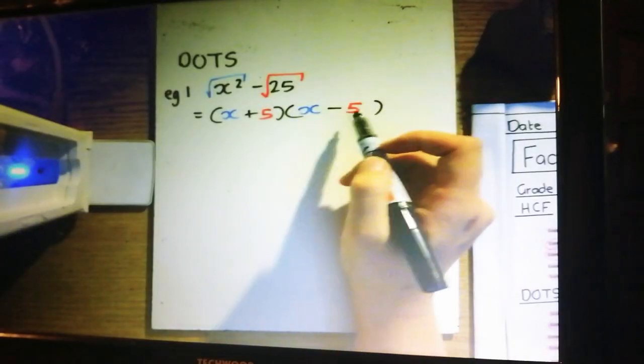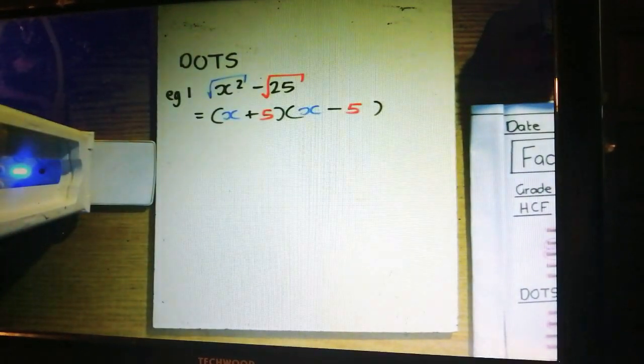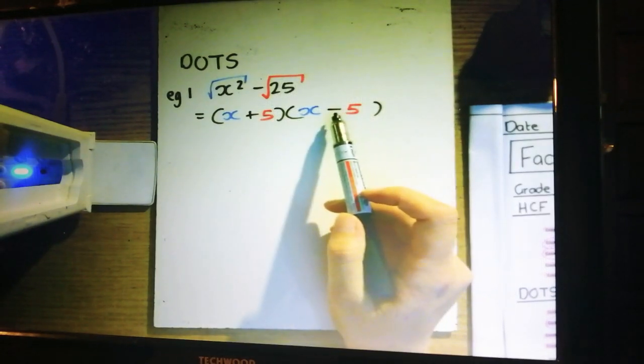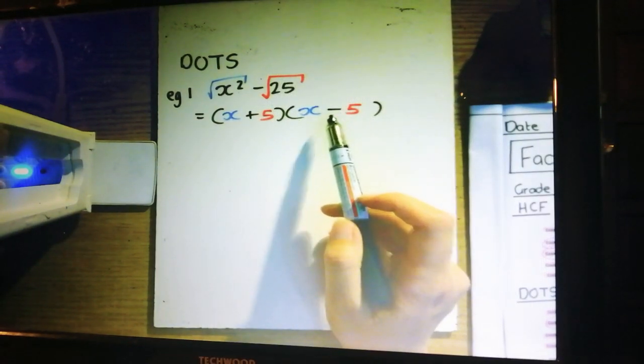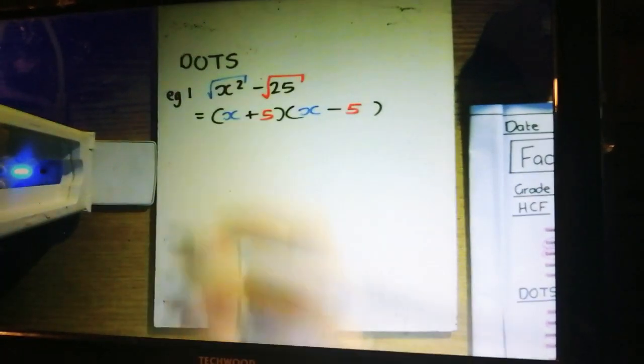You should always check your last bracket, and we'll see an example why. But because there's two terms with a minus sign between them, it could be another difference of two squares. In this case, it's not, because neither term is a perfect square.